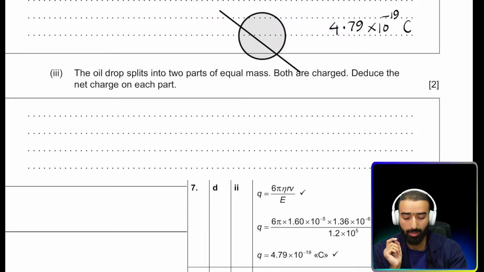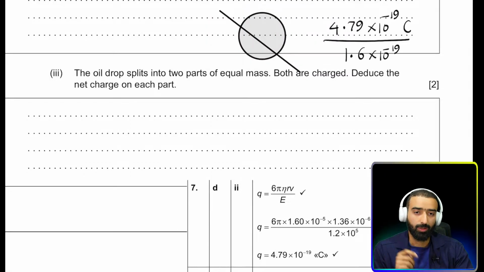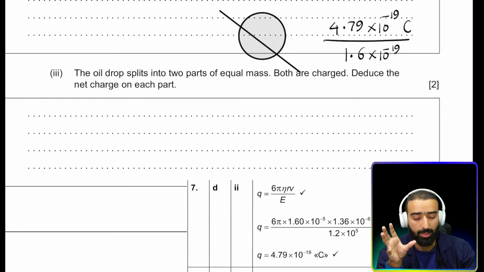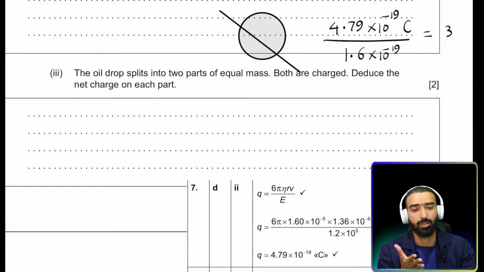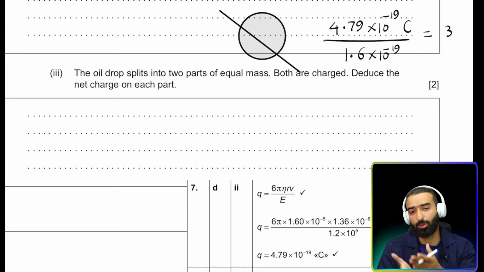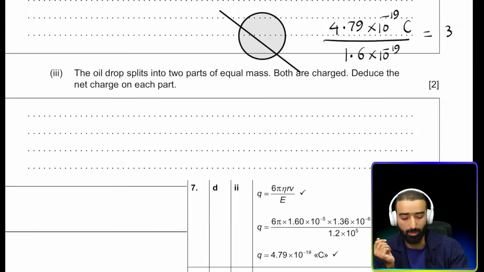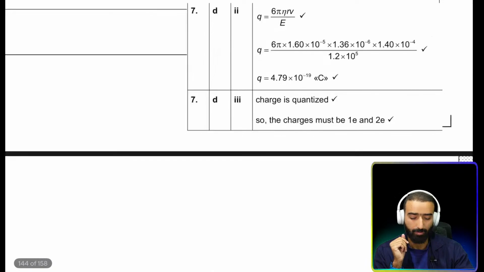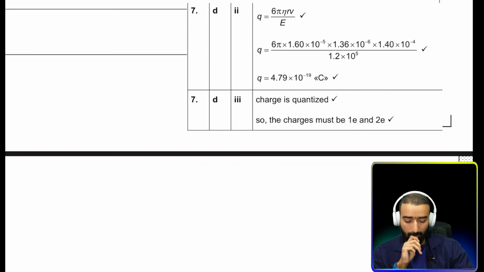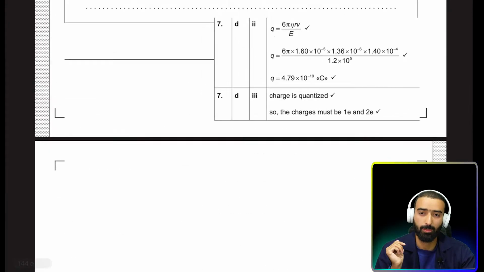Before I do that, let's divide it by the charge on an electron. This will give me how many electrons are present on this sphere. This turns out to be 3. So there are 3 electrons present on this sphere. Once I split it into two parts, I'm not going to get 1.5 electrons and 1.5 electrons. That doesn't happen. You'll get two electrons on one side and one electron on the other side. So the ratio is 2:1. Okay, 1e and 2e. And that completes the entire specimen paper.